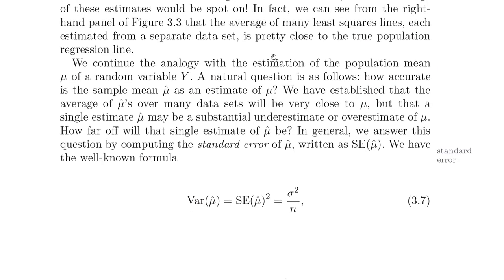In fact, we can see from the right-hand panel of figure 3.3 that the average of many least squares lines, each estimated from a separate data set, is pretty close to the true population regression line. We continue the analogy with the estimation of the population mean, mu, of a random variable y. A natural question is as follows. How accurate is the sample mean mu hat as an estimate of mu?